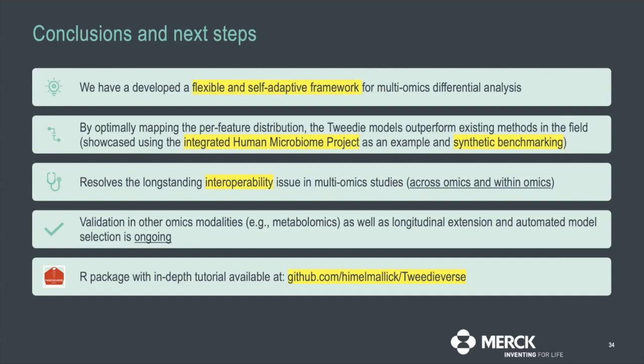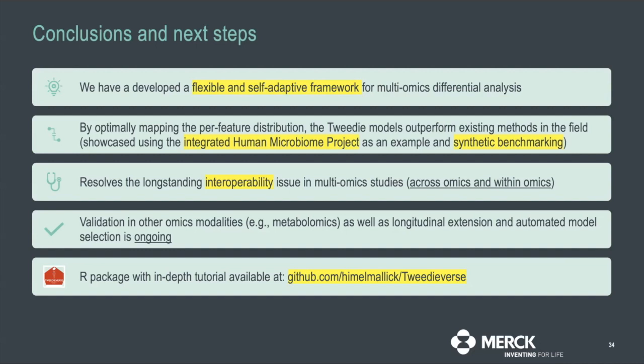Again, I don't expect Tweedieverse to be the best method in every scenario, but because of the flexibility of the per-feature modeling, it's going to be a more or less robust method, sometimes performing a little bit worse than some of the methods. I give the example of random forest in machine learning. It's not always the winner, but it's a more or less reliable method in the machine learning field. I expect Tweedieverse to be a very similar method, even though it may not outperform all the time.